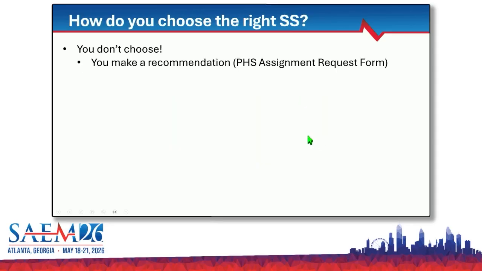All right. How do you choose the right study section now that you know what they are? Well, you don't choose, okay? The CSR chooses for you. So you make a recommendation. So the front page, essentially, of your NIH grant application will be something called the PHS assignment request form. And you will say, please, I would like you to give me this study section, and then they will make a decision based on whatever they make a decision on. And that is a pretty opaque process.